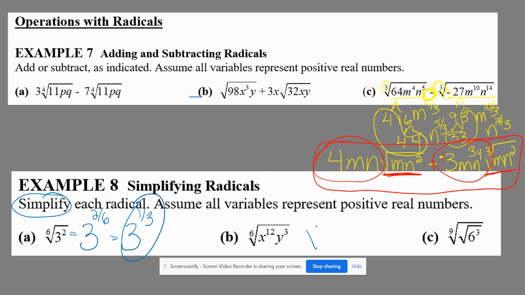Letter B, I have x, my base, to the 12th power, 6th root, and y to the 3rd power, 6th root. 12 over 6 reduces to 2 and 3 over 6 reduces to 1/2. So x squared y to the 1/2.